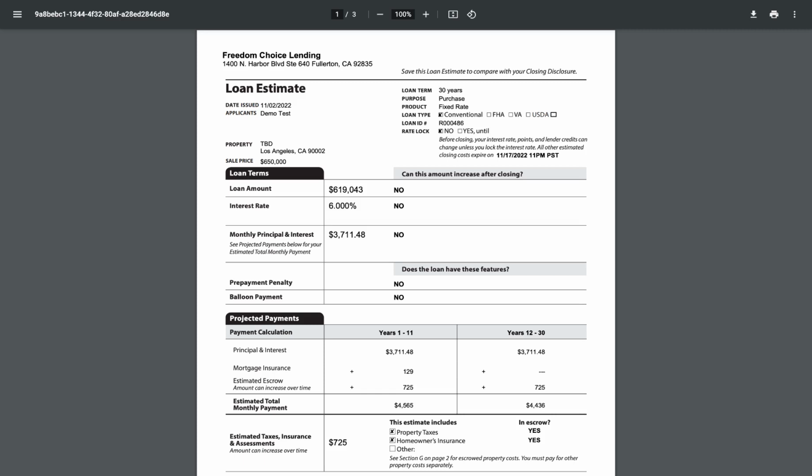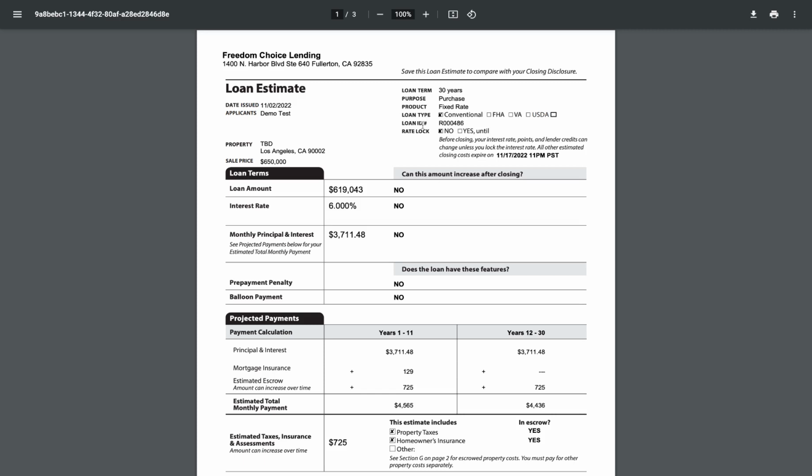When that initial disclosure goes out, this is going to break down the loan amounts, interest rates, payments, and cash to close. And essentially, that's what we're going to review today. So let's take a look at this. The property address should be right at the top left corner. It's going to indicate if it's rate locked or not. So it's super important to review that with your loan officer.